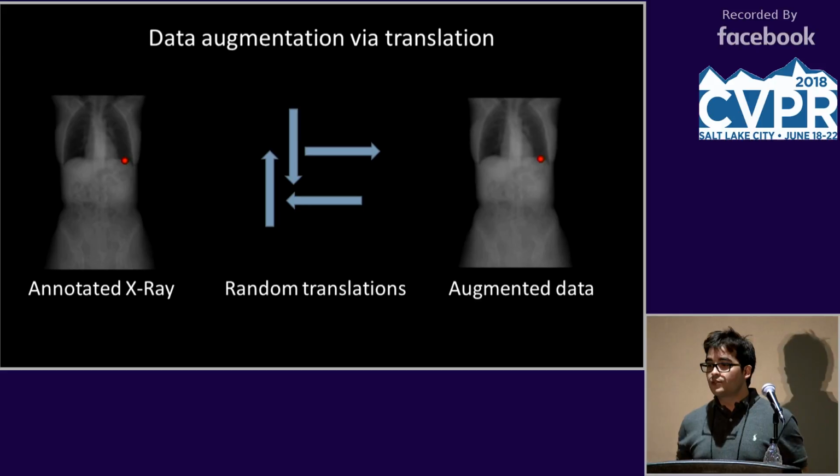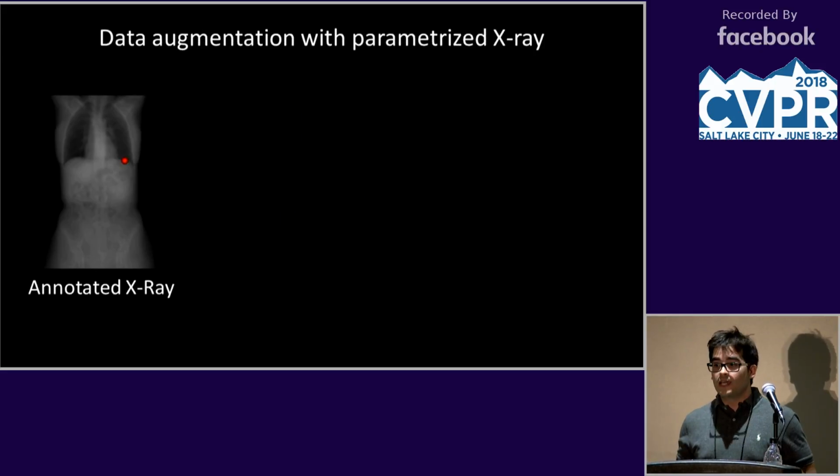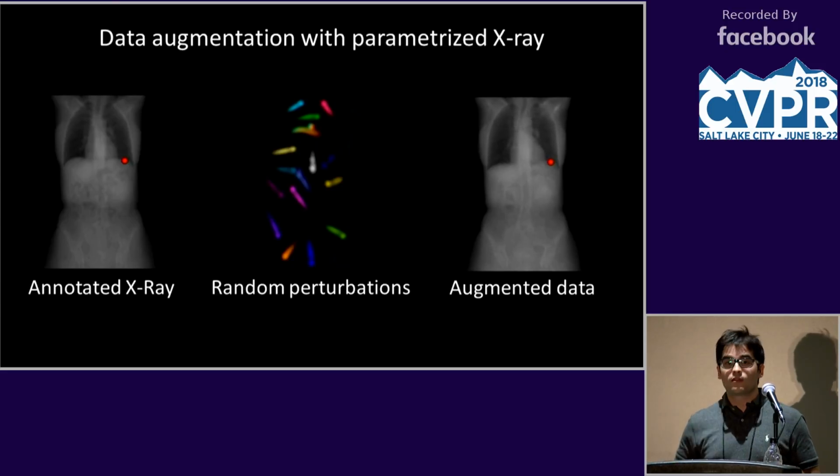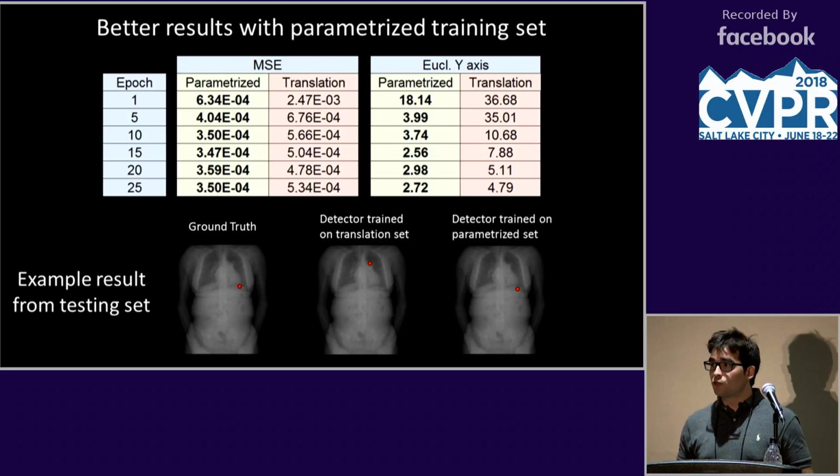We did exactly the same thing with our parameterized set and moved all the landmarks within a closed range, resulting in a new augmented data set. Finally, we trained exactly the same network with the same random seed on the 2 different training sets.